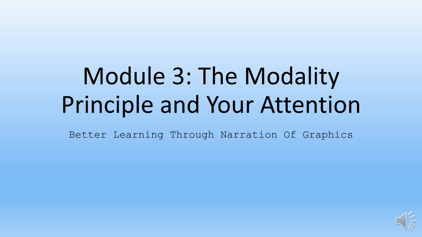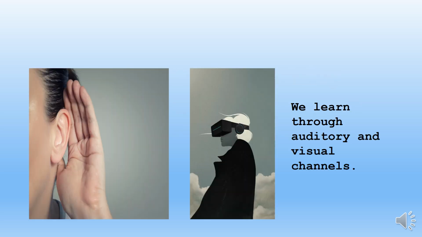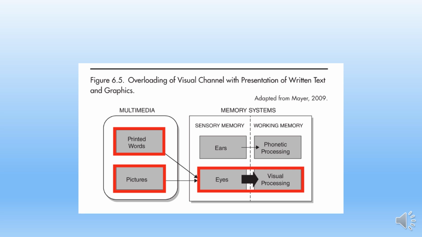The modality principle, what is it? According to the cognitive theory of multimedia learning, people have separate information processing channels, auditory and visual. By definition, multimedia involves the use of speech, pictures, and printed text or a combination thereof. What does this mean for learning?